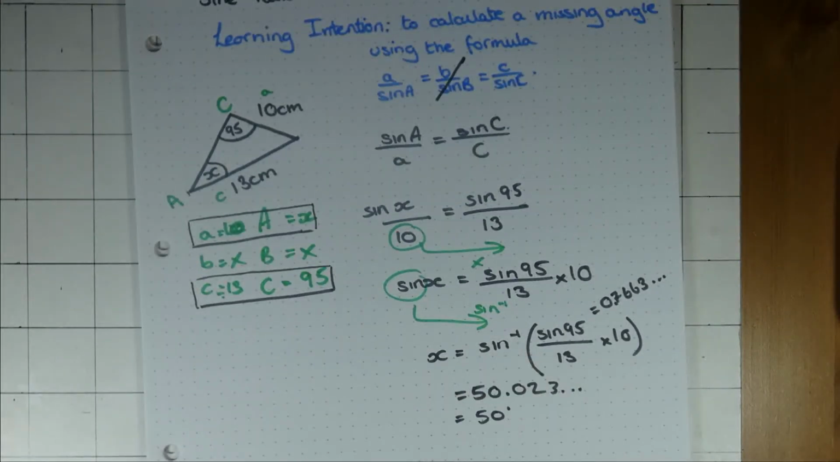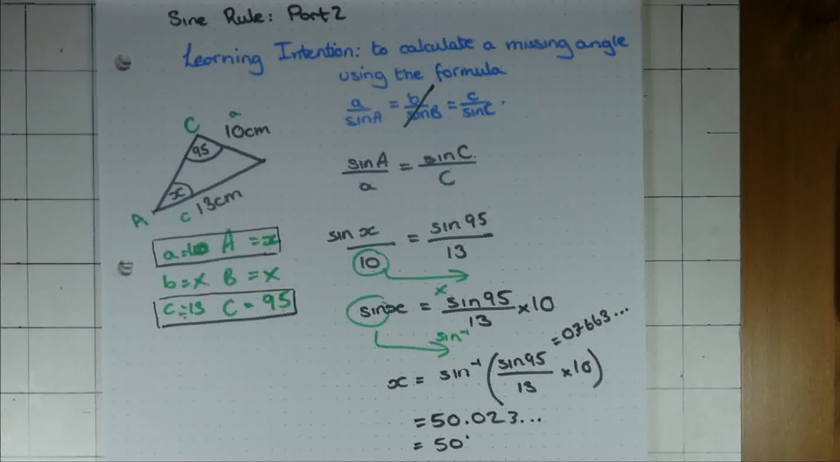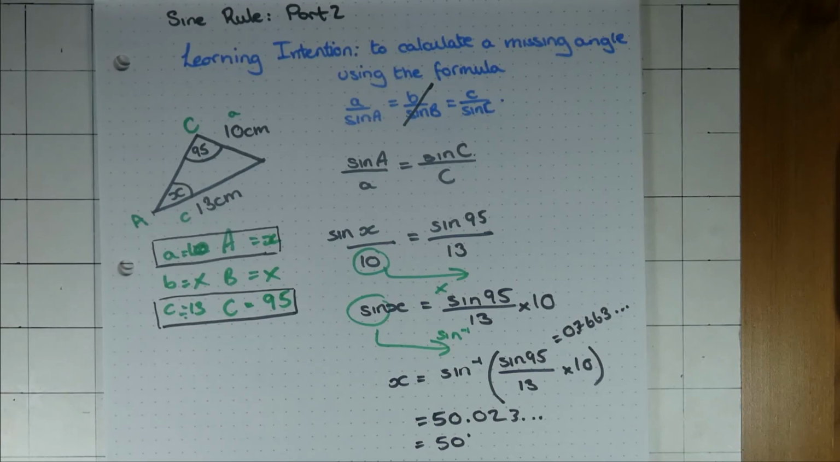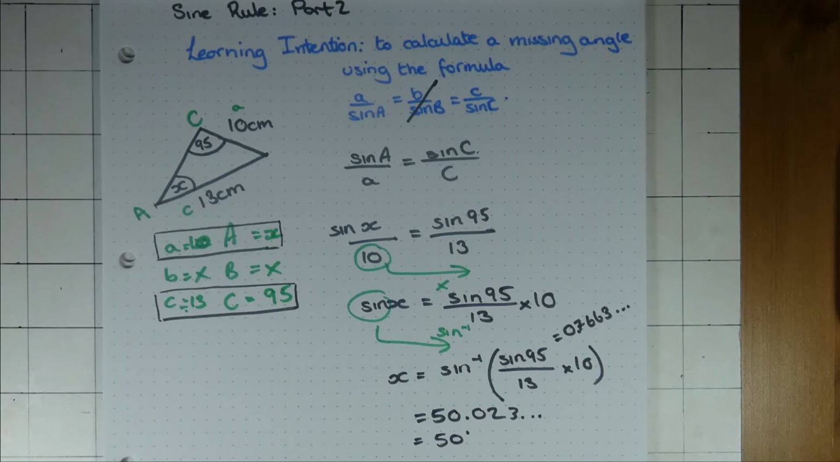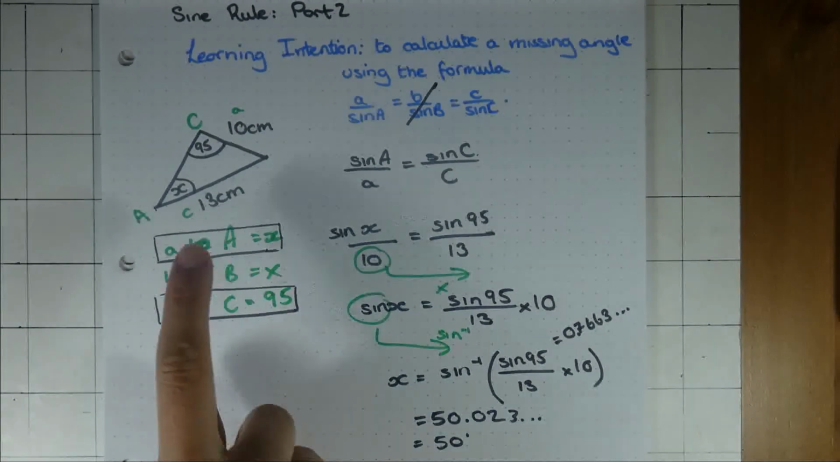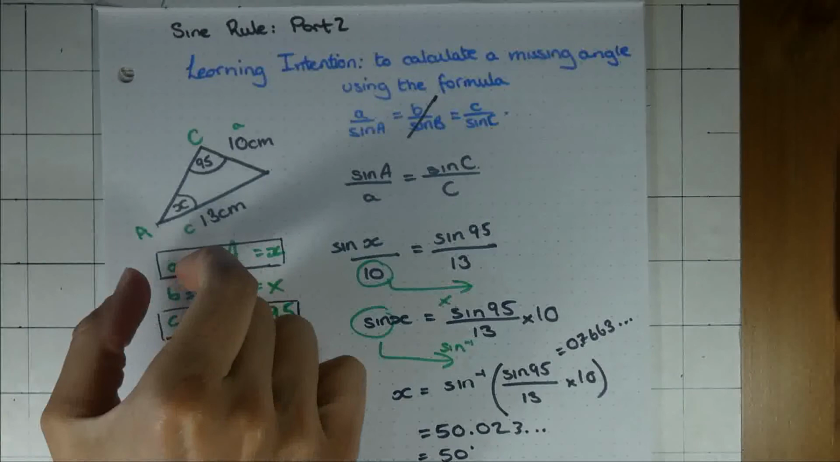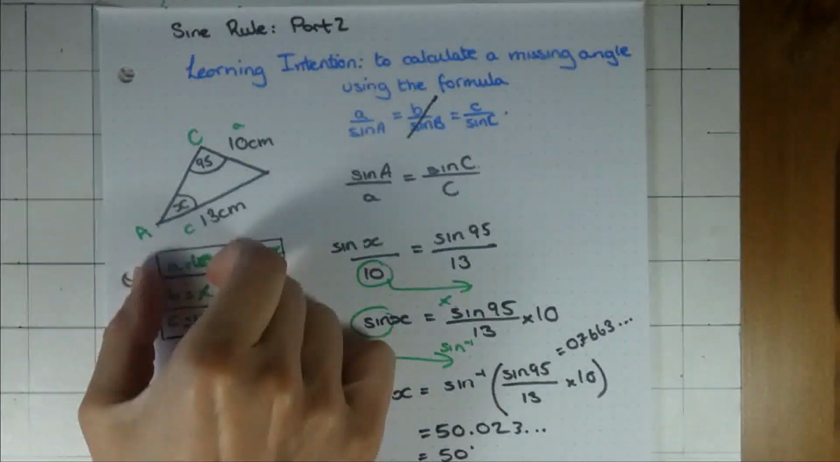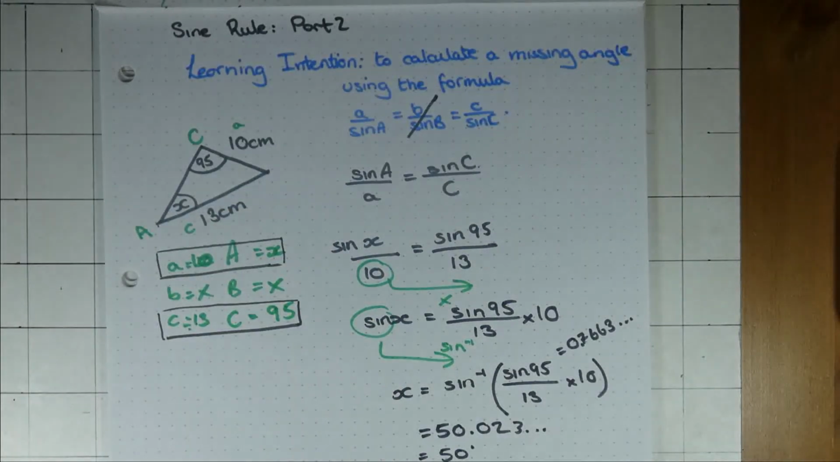Okay? I hope that has helped clarify the sine rule for you. And as ever, the most important thing between the sine rule and the cos rule: sine, you have the 2 rows, cos, you will have that column of information. Okay?